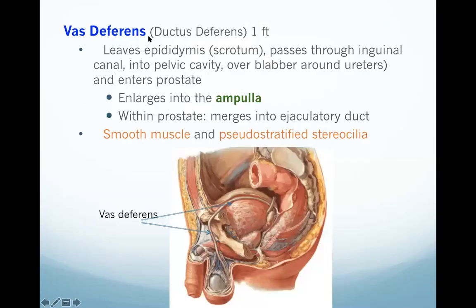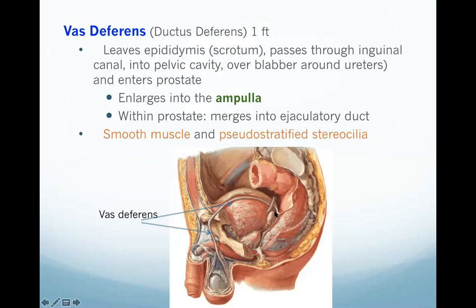All right, vas deferens. We can see here the vas deferens leaving the scrotum and going over the pelvic brim here. It's going to be retroperitoneal, so it's underneath the parietal peritoneum in the abdominal floor. It's going to be between the bladder and the parietal peritoneum. It goes over the surface of the bladder all the way to the posterior of the bladder.